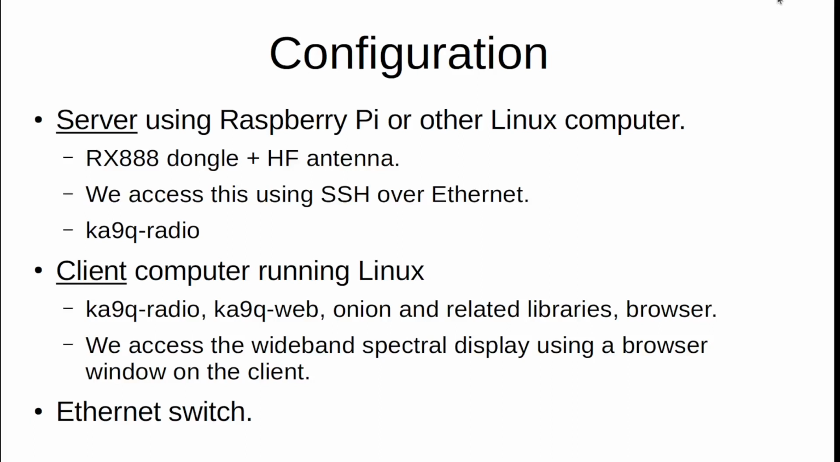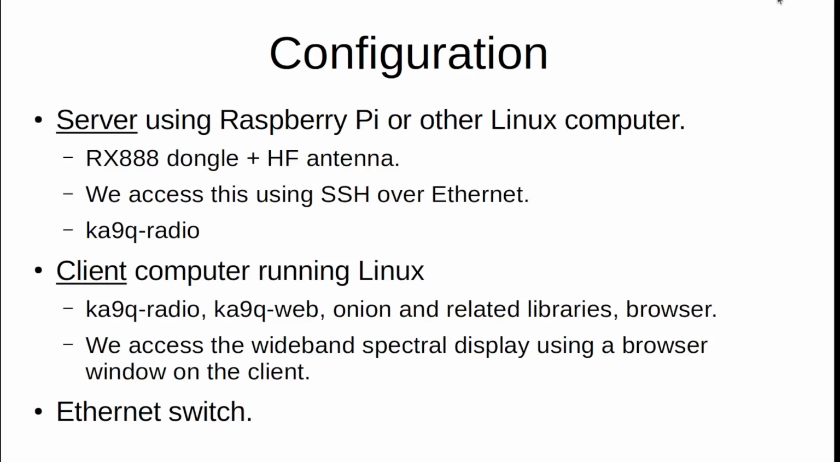The configuration is very similar to that of the previous packages in that we have a server using a Raspberry Pi or other Linux computer. It has an RX-888 receiver dongle plugged into a USB port, and an HF antenna. We access it using SSH over Ethernet, and it's running ka9q radio.